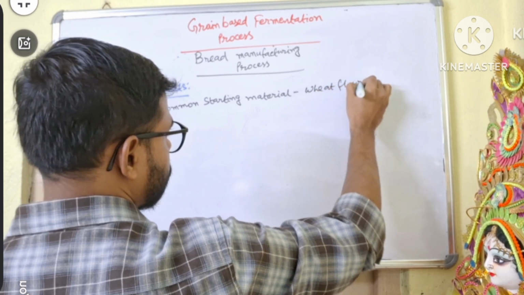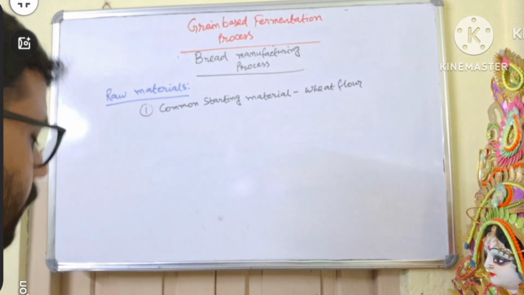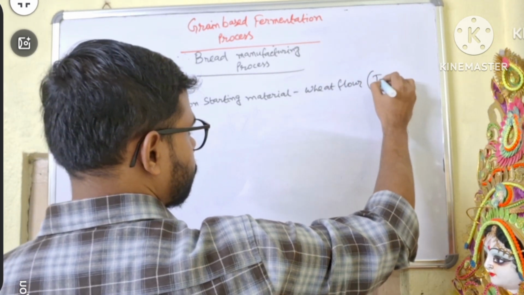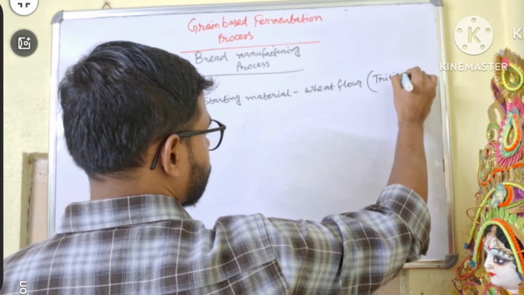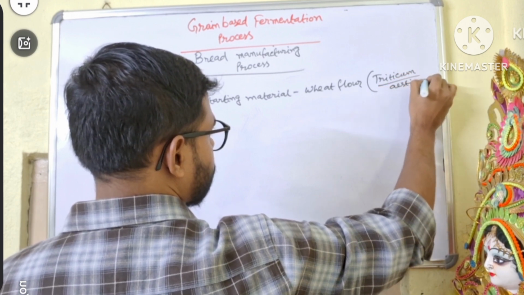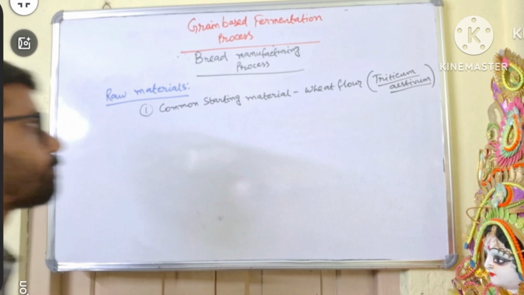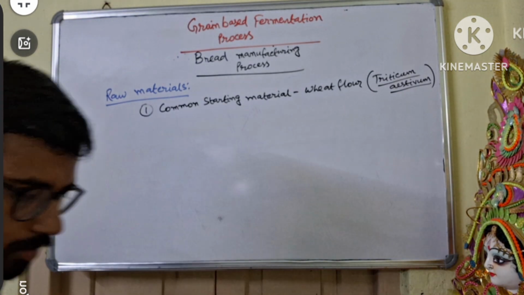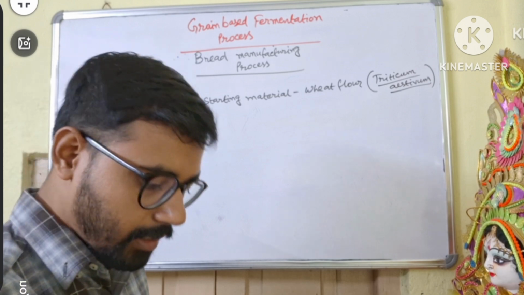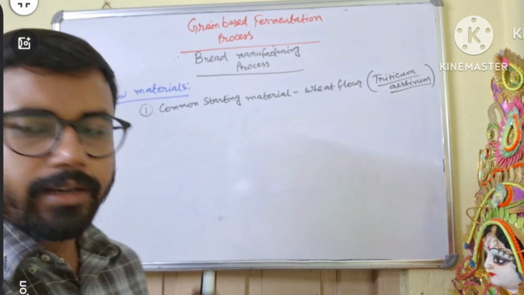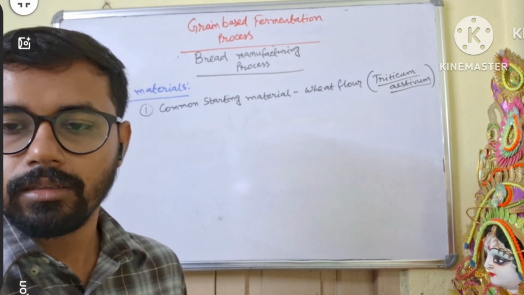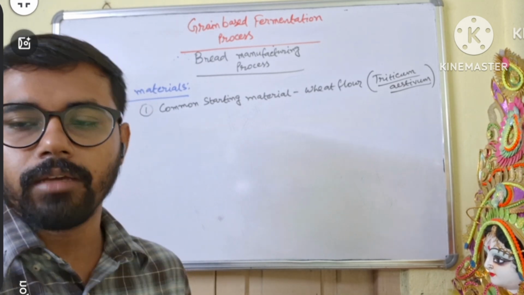Wheat flour. The scientific name of wheat is Triticum aestivum. So here is my question: why is wheat generally used, not other grains like oats, rye, bran, etc.? Why is wheat used generally for making bread?